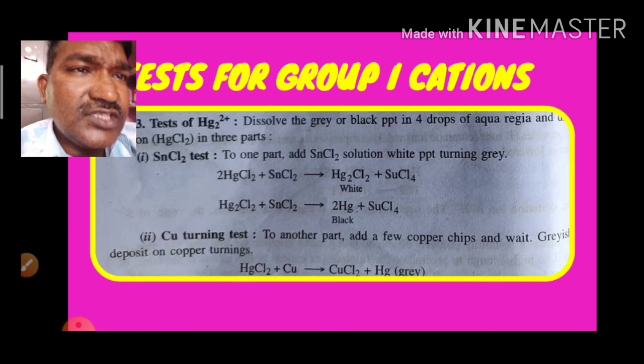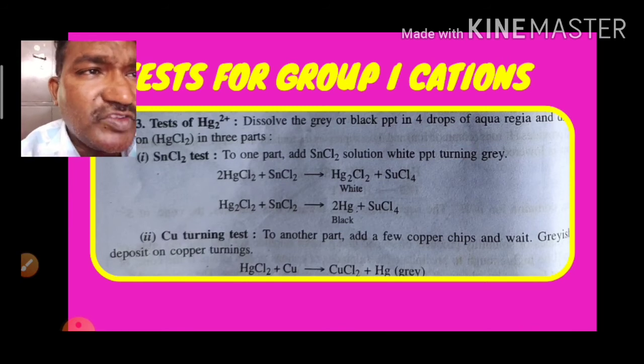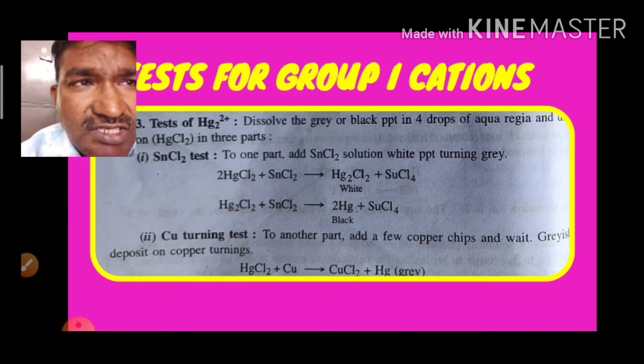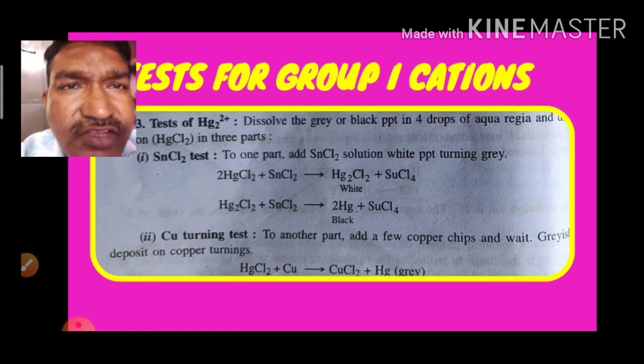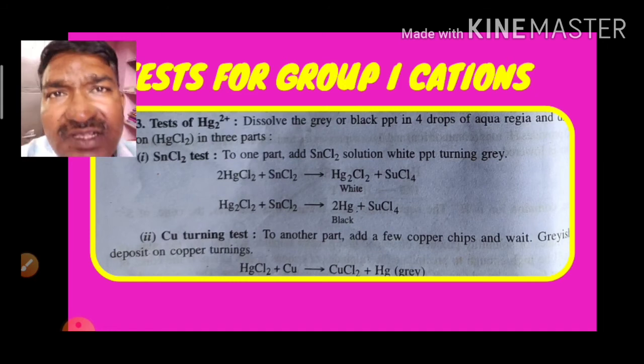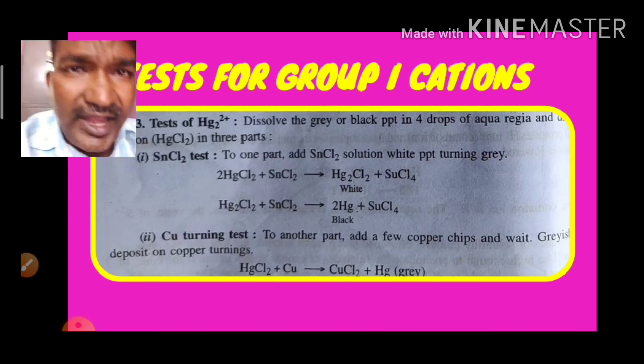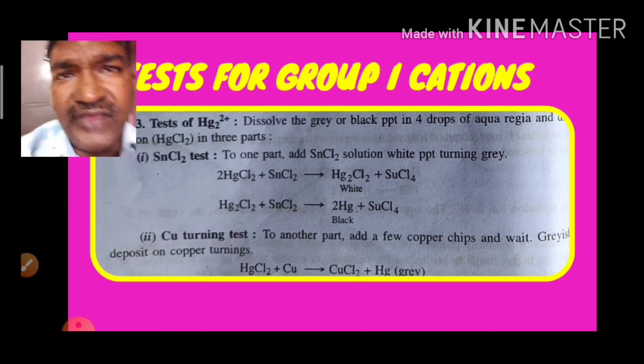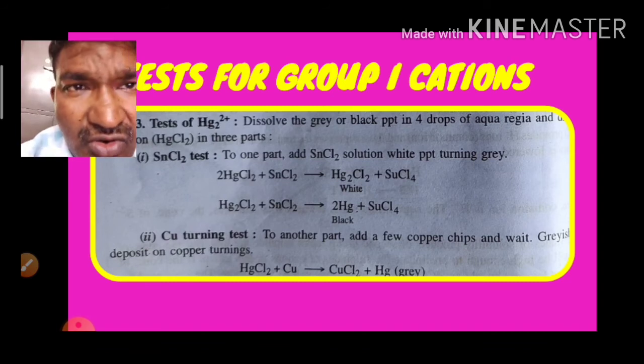So we are to dissolve the gray or black precipitate in aqua regia by adding 4 drops of aqua regia. We know very well what aqua regia is. Aqua regia is a mixture of nitric acid and hydrochloric acid.